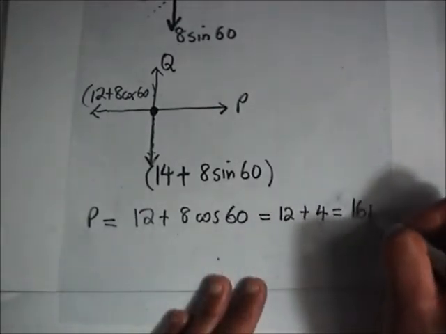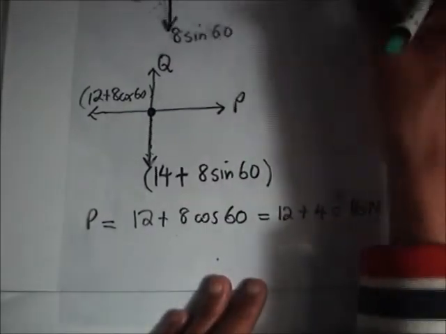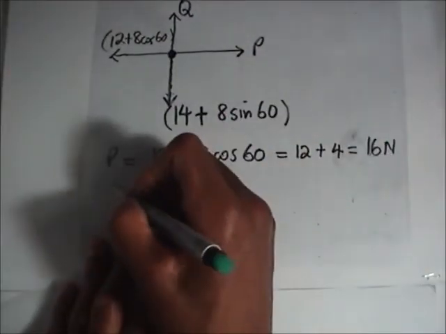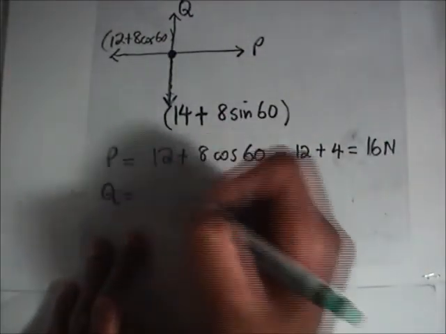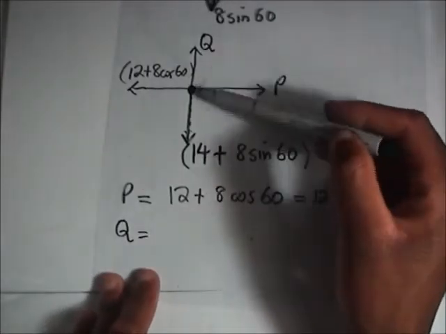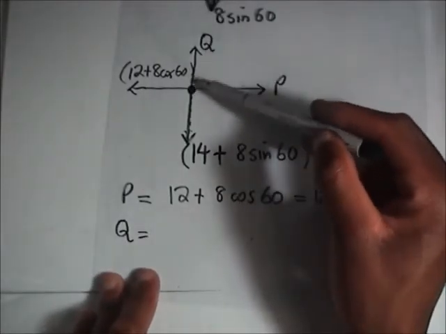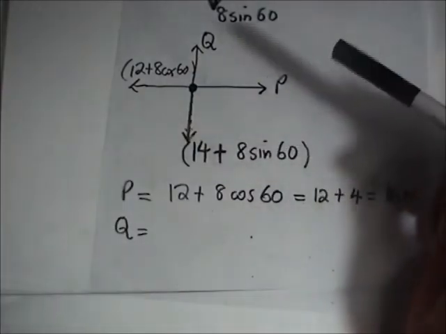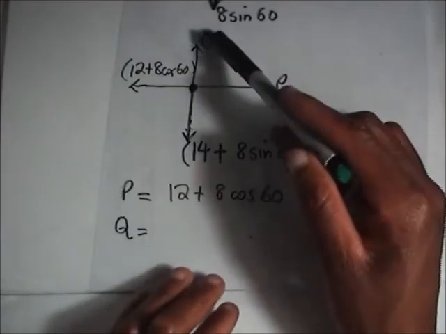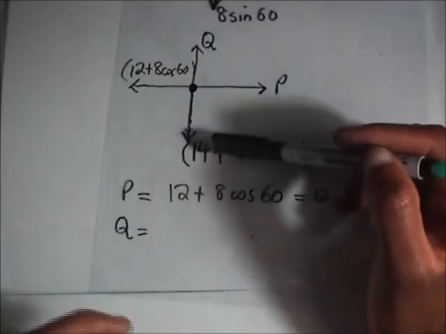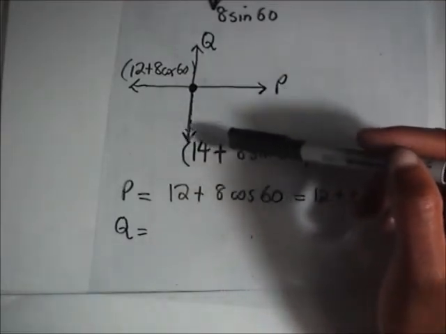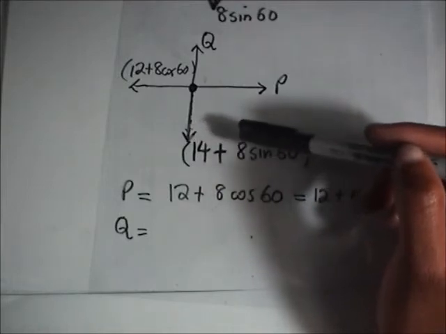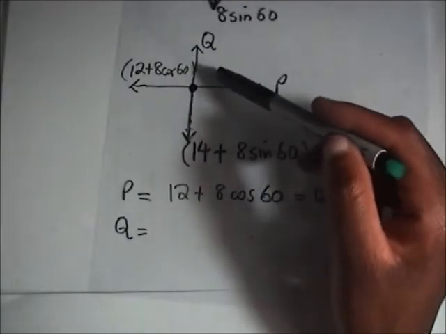which is equal to 16 newtons. And then the other part: Q is pulling vertically upwards, right? When they say there's equilibrium, it means the forces pulling up are equal to the forces pulling down. That's a point that I didn't emphasize. I had said it before when we discussed equilibrium in the previous videos, but that's what we're basically applying.